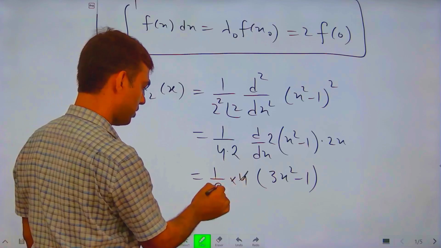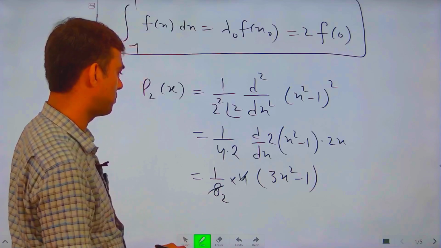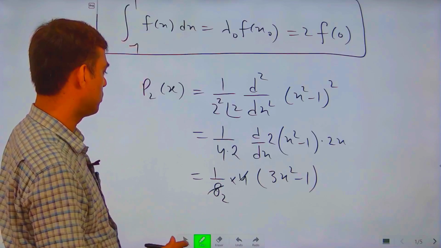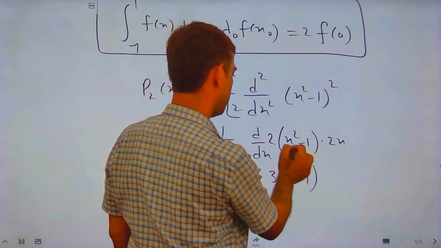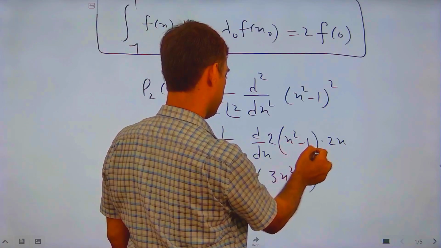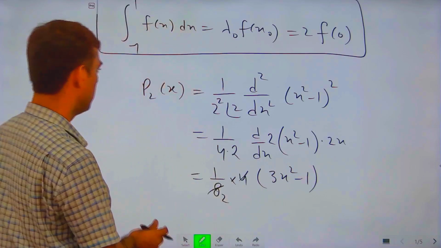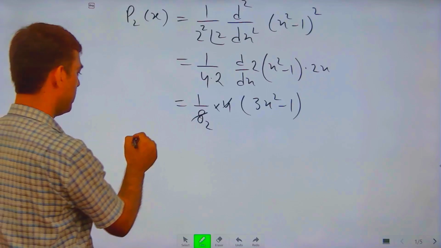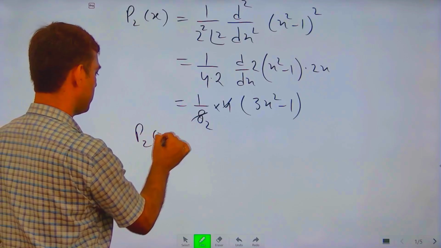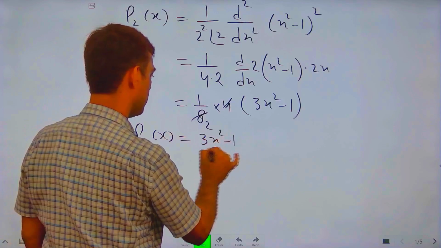So the 4 and 4 cancel out, and this becomes x cubed minus x inside. So P2(x) becomes (3x squared minus 1) by 2.